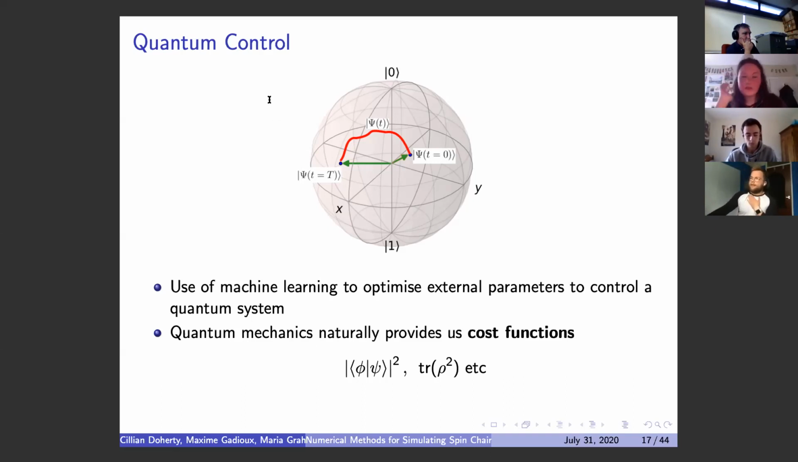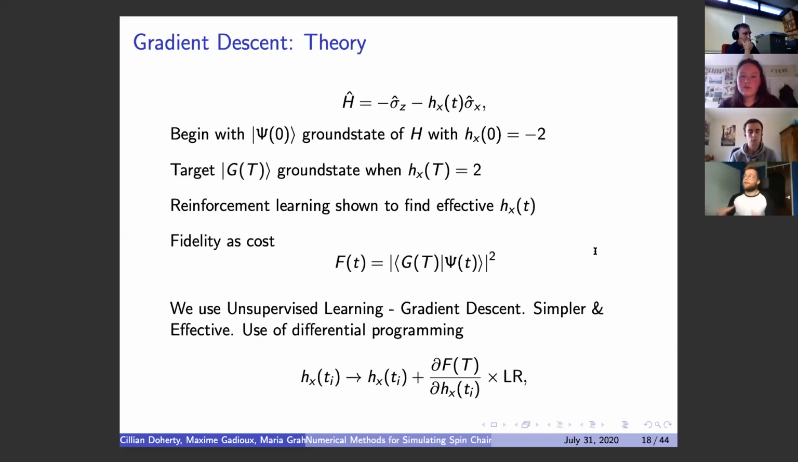So this has been done before using reinforcement learning, which I think you can imagine why that would be useful, because the algorithm has a strategy of how to generate a magnetic field to get across the Bloch sphere. But reinforcement learning is quite difficult to implement. Whenever we started working with Luke, he was speaking to us about an idea he had of using unsupervised learning and gradient descent instead as a simpler method of implementation. So that's what we were looking at, seeing if we could get the same results.